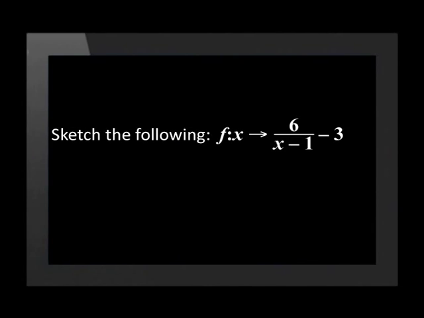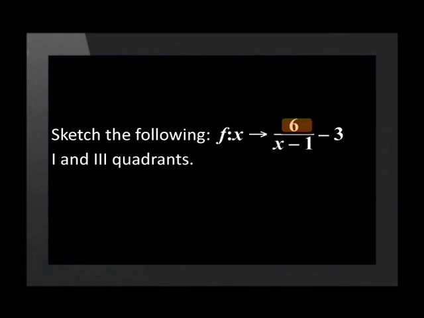Sketch the following. F such that x is mapped onto 6 over x minus 1 minus 3. This is called mapping, and it means the same thing as y is equal to, or f of x is equal to, 6 over x minus 1 minus 3. We know from the structure of the equation that this is a hyperbola. The value of a is positive, which means that the hyperbola lies in the first and third quadrants.